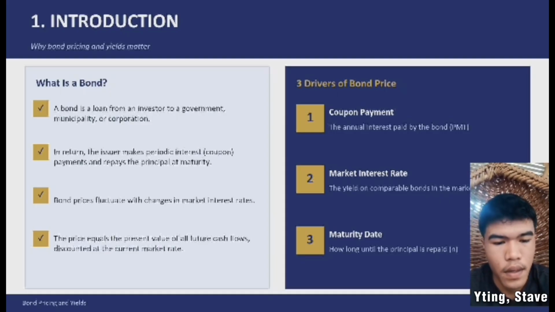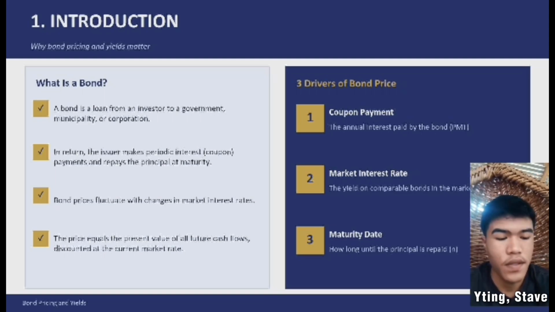What is a bond? A bond is a loan from an investor to a government, municipality, or corporation. It pays the issuer's periodic interest, the coupon payment, and repays the principal at maturity. Bond prices fluctuate with changes in the market interest rate. The price equals the present value of all future cash flows, discounted at the current market rate.